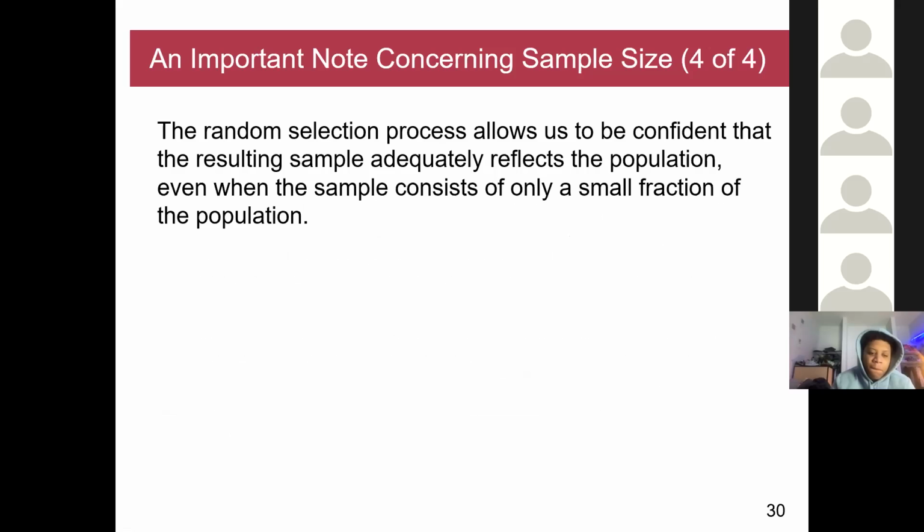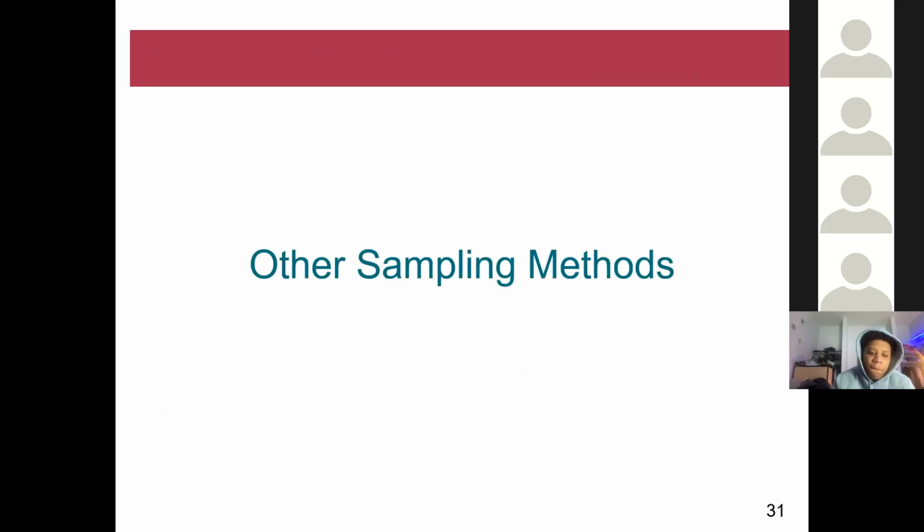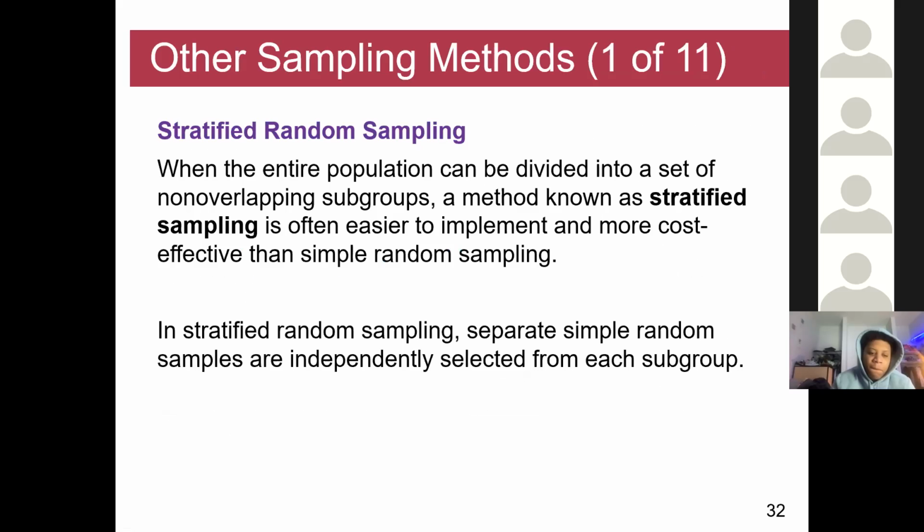All right, so the selection process through random selection allows us to be confident that the resulting sample adequately reflects the population, even if the sample only has a small fraction of the population. All right, and that's important. Now, let's look at some of the other methods.